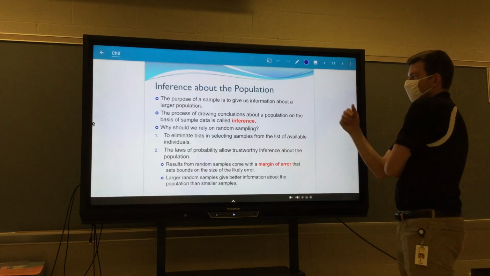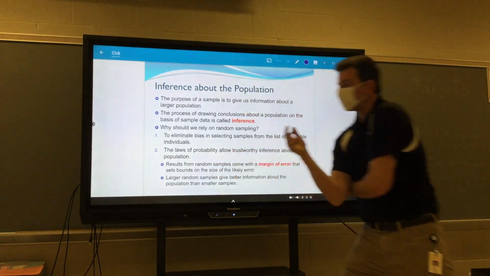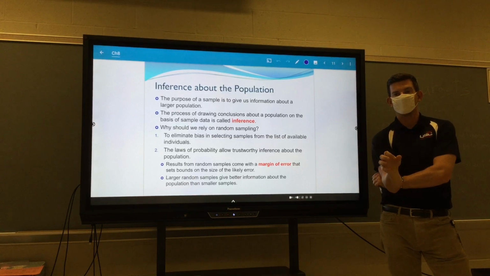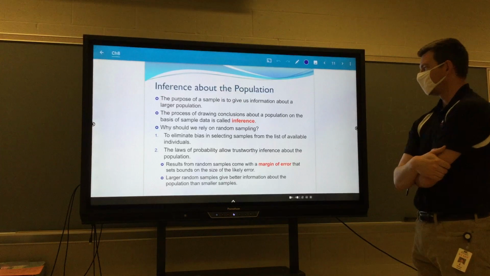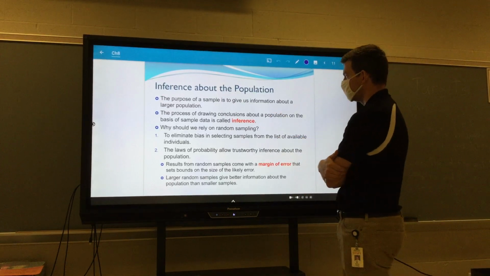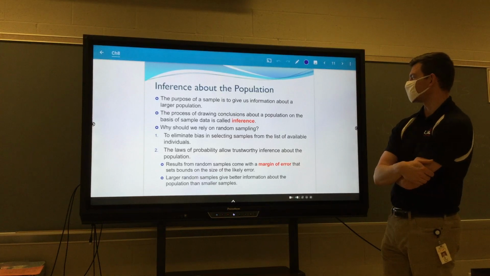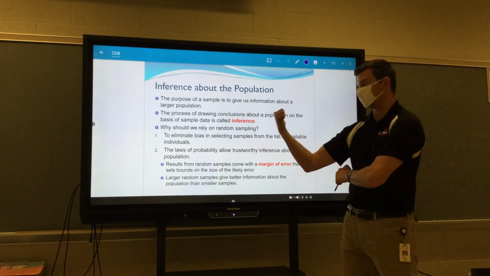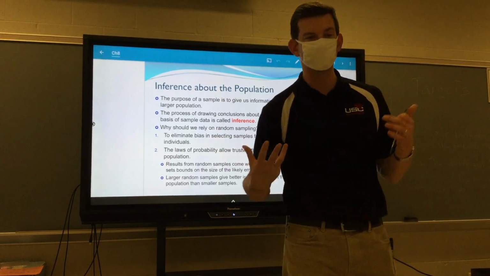Now, once we have our sample, the purpose is to infer things about what's happening in our sample as to what's happening in our population as well. And the purpose is to give us information about a larger population. The process of drawing conclusions about the population on the basis of a sample of data is called inference. Statistical inference is one of the big ideas of what we're going for.